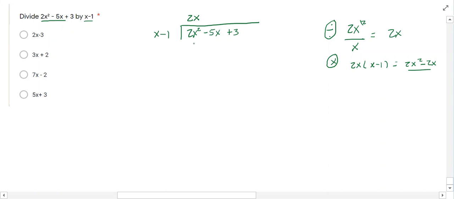So it's going to be 2x squared minus 2x. Okay. Now what you're doing then is subtracting these from each other. So this is the subtraction phase. Now notice what you have. The first one is just 2x squared minus 2x squared, and that's going to be equal to 0.